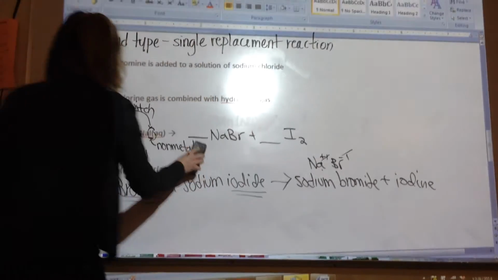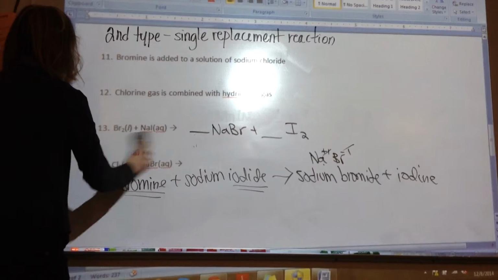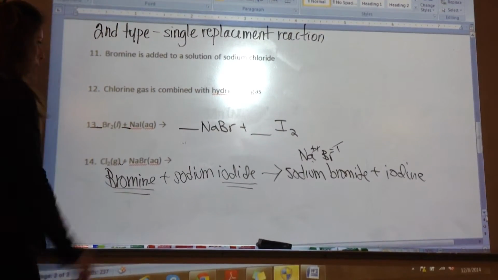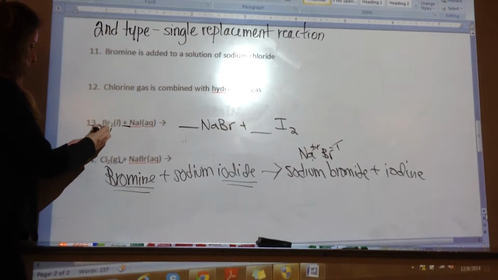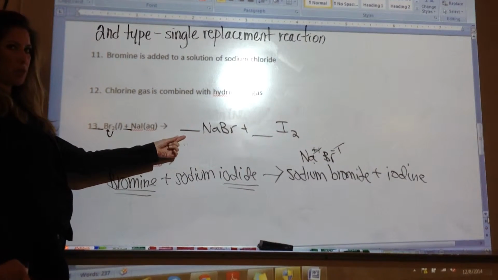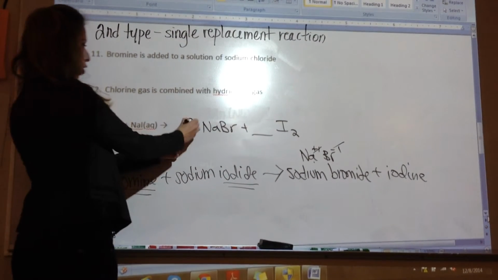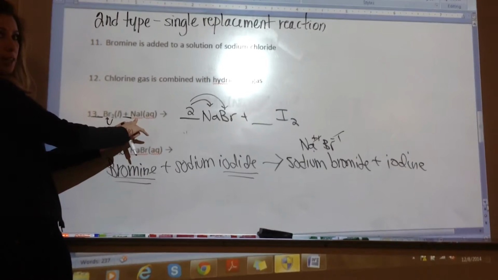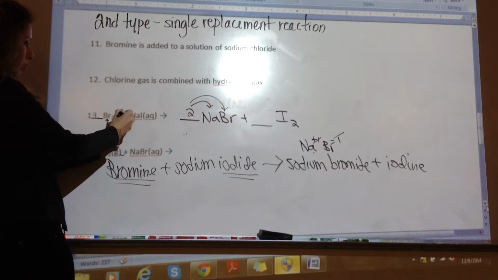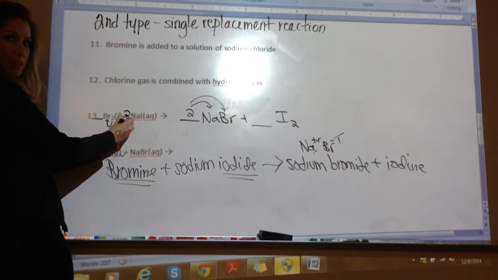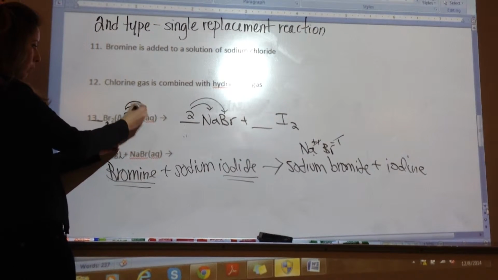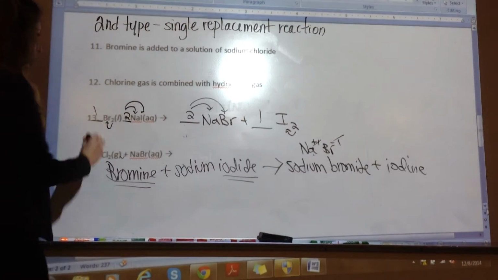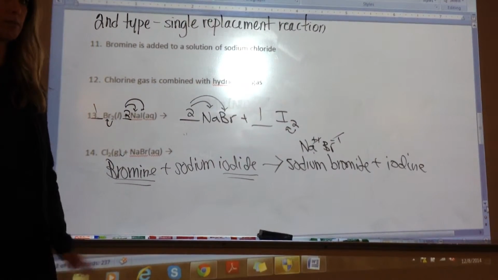So this is kind of messy, so I'm going to erase all this. Is this balanced? No. I've got 2 bromine right here. So what would I put in front of NaBr to balance the bromine? A 2. And then I have 2 sodiums. Well, how many sodiums do I have here? 1. So don't I need a 2 in front of NaI? So I have 2 sodiums and 2 iodine. And that's it. It's 1, 2, 2, 1.